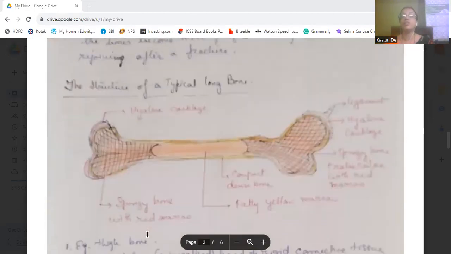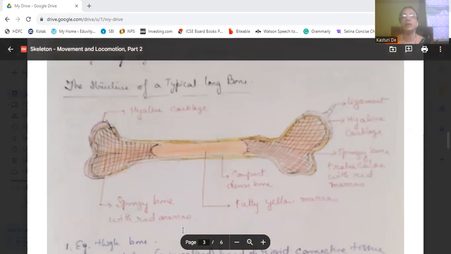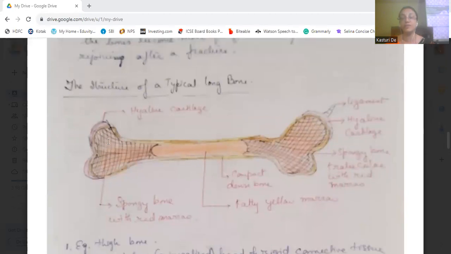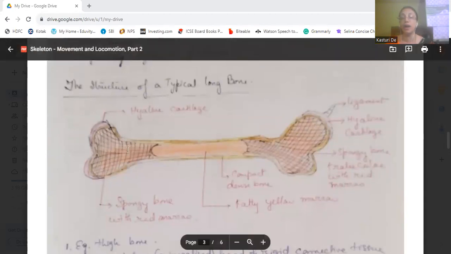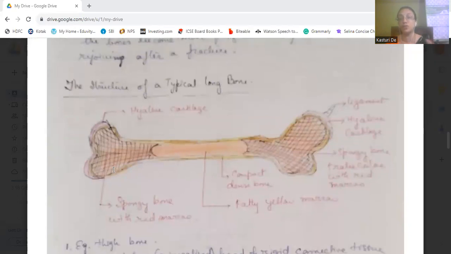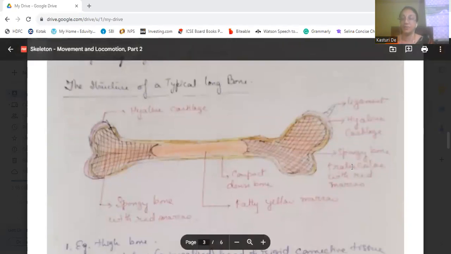Now we see the structure of a typical long bone. This is a long bone, for example the thigh bone. You can see the hyaline cartilage, and you can see the shape of the bone. There's a rod, and the two ends of the bone have heads.